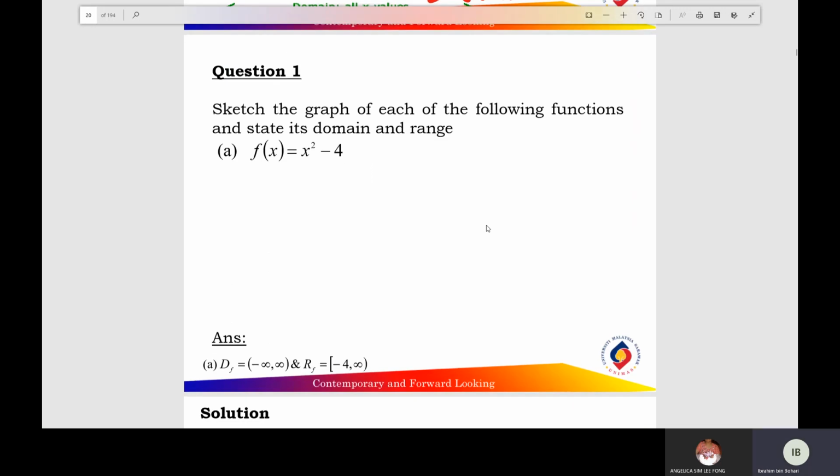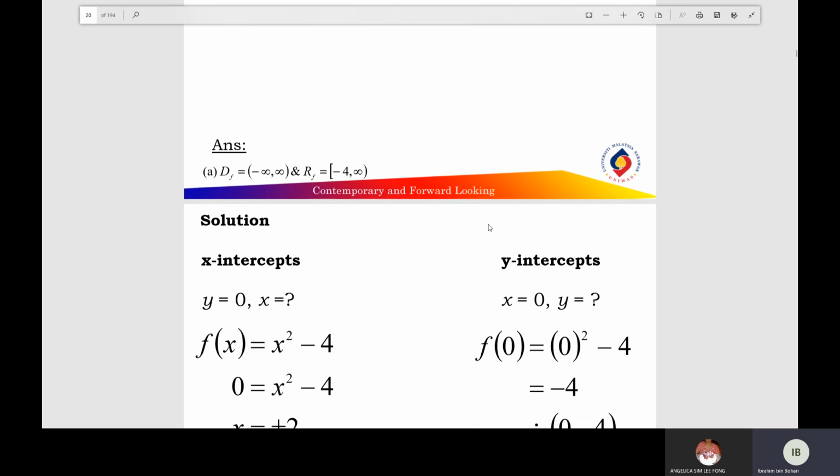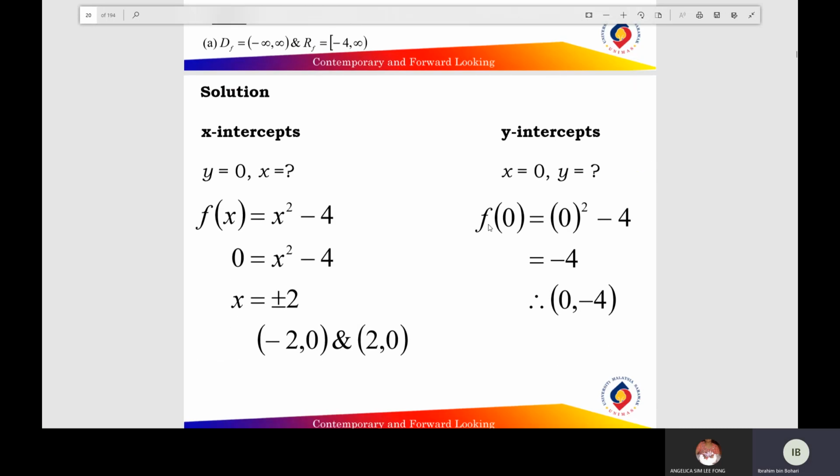Okay, question: sketch the graph of the quadratic function f(x) equals x squared minus 4. And before you sketch the graph here, you find the x-intercepts and the y-intercept of the function. For the x-intercept of the function, y here equals 0, so you find the x-intercept. Y equals 0 equals x squared minus 4, and x here equals plus or minus 2, so the x-intercepts are at plus or minus 2.